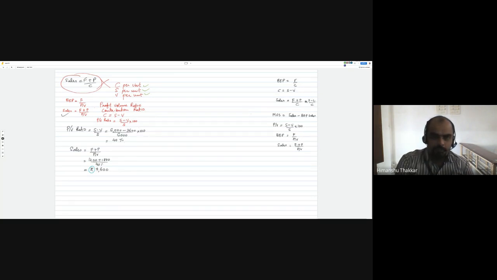Factory overheads fixed 5,40,000. Selling overheads fixed 2,52,000.